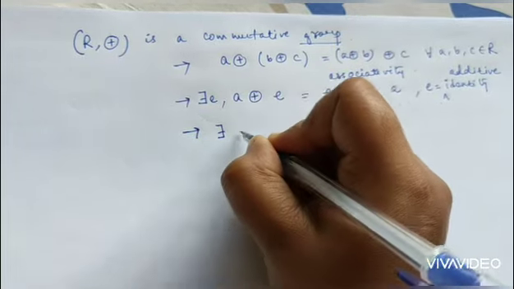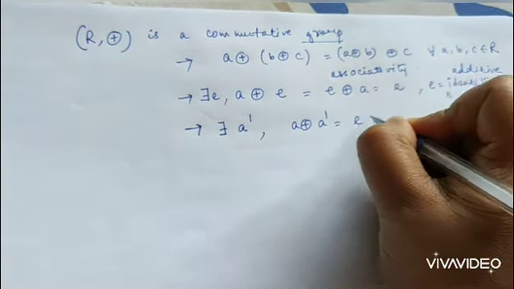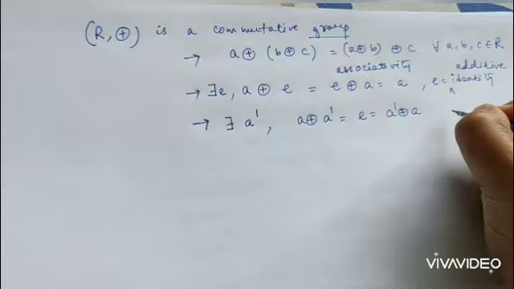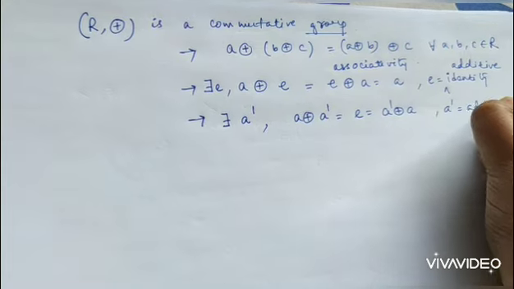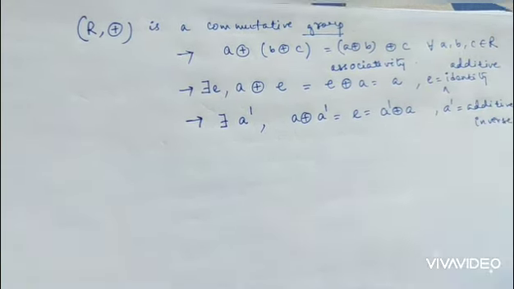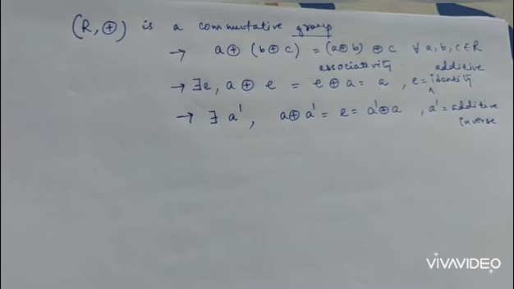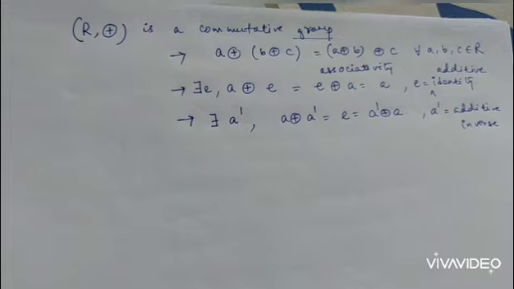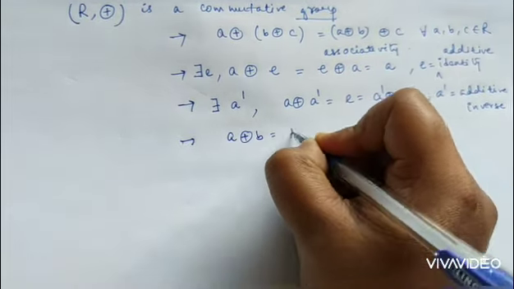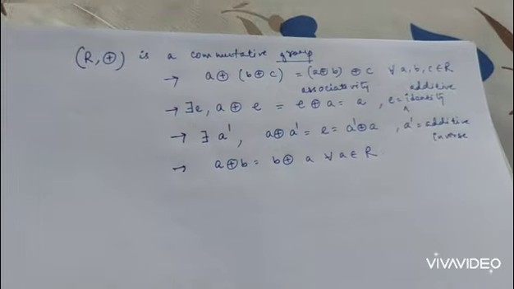Inverse: there exists some A prime such that A plus A prime equals E equals A prime plus A. Then A prime is called, I think you can guess it right, the additive inverse, and not only inverse, because here you have two operations, so they have to be distinguished as additive and some other. Commutativity: A plus B equal to B plus A for all A, B belongs to R. So that defines a commutative group.